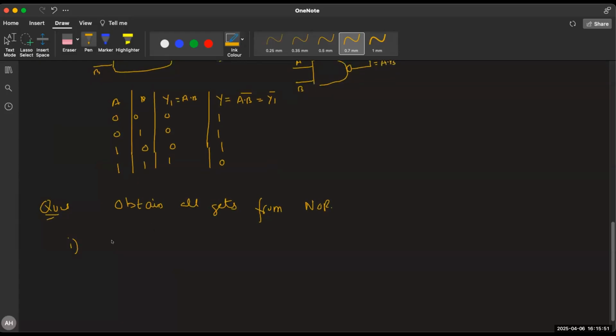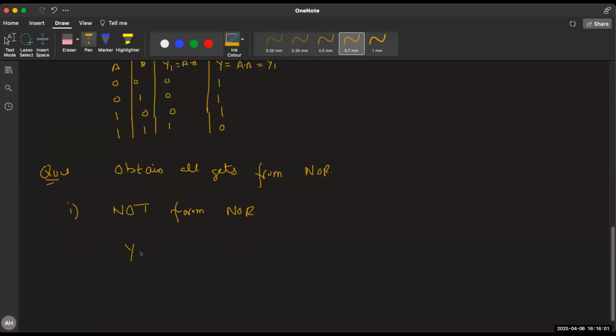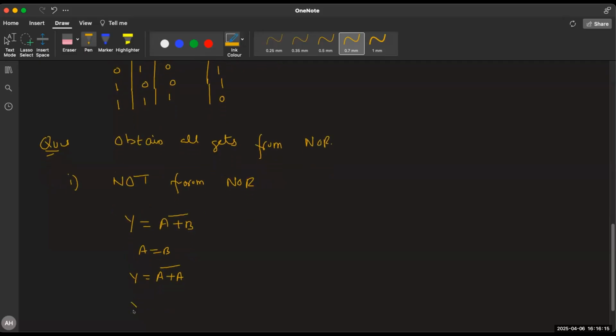So first thing is let's obtain NOT from NOR. For this, we'll first use Boolean algebra. For the NOR gate, the Boolean expression is (A or B) bar. If I put A equal to B, meaning both inputs are the same, then I can write this as (A or A) bar, which is A bar. This was NOR and this is NOT. So to go from NOR to NOT, the key is A equal to B. You can draw it here also, just make both the inputs the same.